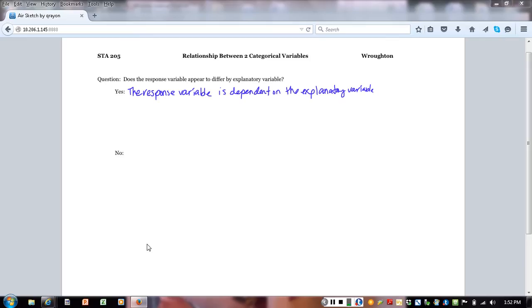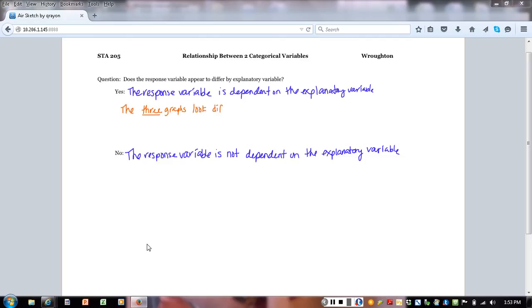And if our answer there was no instead, we would say the response variable is not dependent on the explanatory variable. Now what that means picture-wise, I want to make a note of here as well. Those three graphs could be different based upon the example. So if our three graphs look different, what that will also mean is that not all of the graphs are similar to the one big graph.